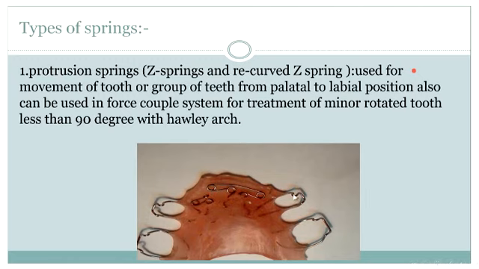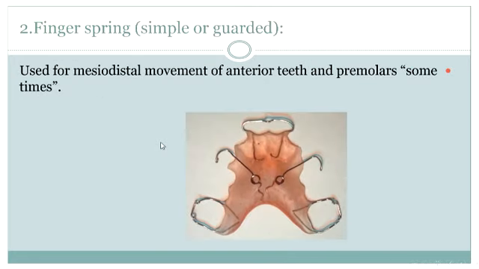The first couple system means another Hawley arch is present here. The Z spring or recurve Z spring pushes the teeth labially, while the Hawley arch pushes the teeth in a different or opposite direction, not along the same line, and may lead to correction of minor rotation of less than 90 degrees, because if the rotation of any tooth is 90 degrees, a fixed orthodontic appliance is recommended.